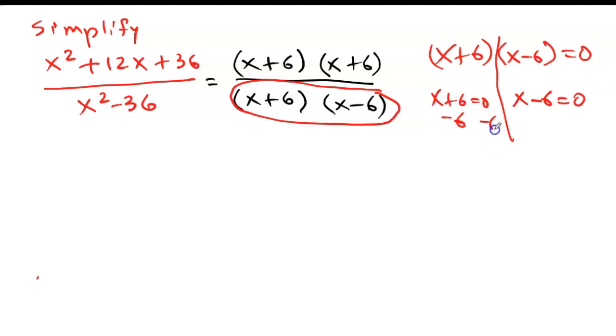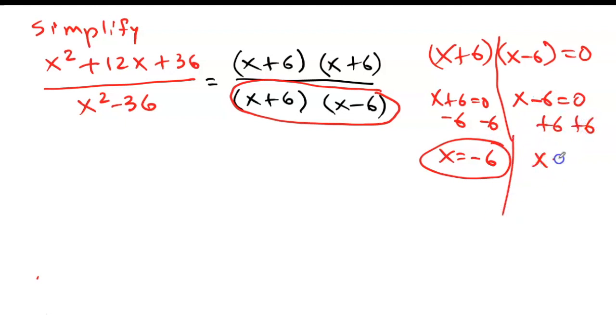Minus 6, minus 6. My first value is negative 6. The second value, plus 6, x equals 6. These are the ones that I don't want. Let me bring over here. Okay, now I got my restrictions. So these are the ones that I don't want. I can go back to my original here, and then I can simplify whatever I can.